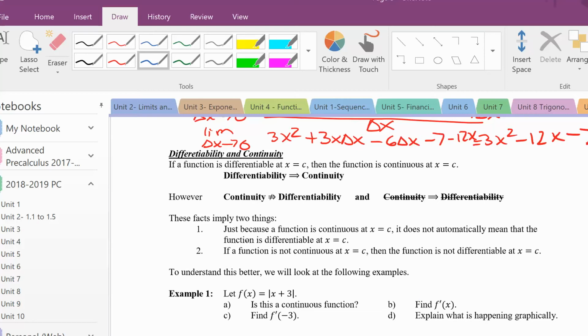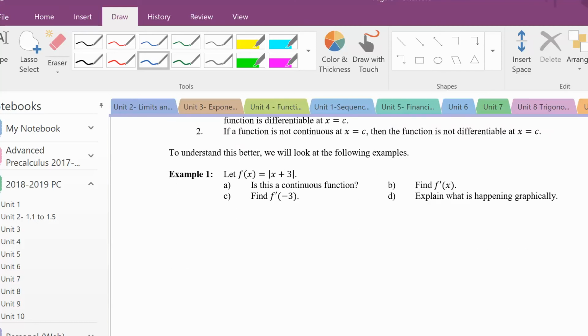So what that means is just because a function is continuous at an x coordinate, it doesn't automatically mean that the function is differentiable. And if a function is not continuous at that point, then the function is not differentiable. So if it's not continuous, you know it's not differentiable. However, if it's continuous, you still don't know if it's differentiable. But if it's differentiable, you do know it's continuous. So let's do some examples.